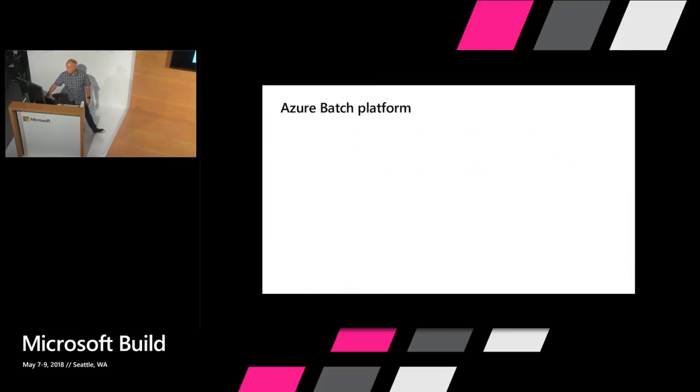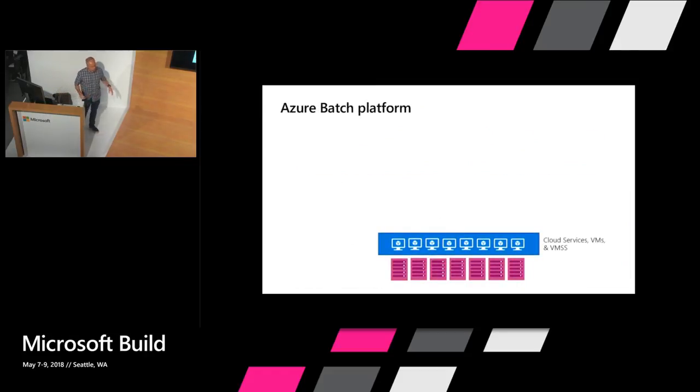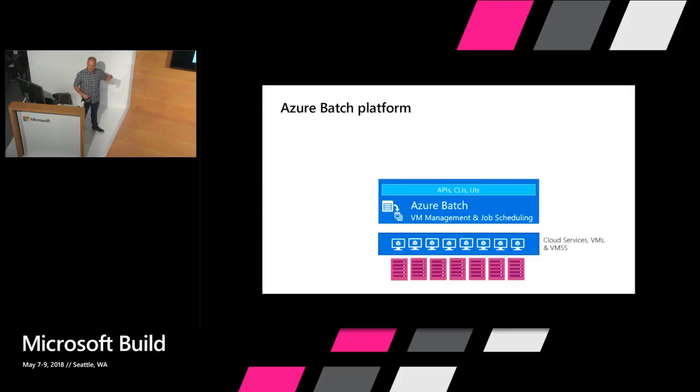So in terms of the platform, just a very brief overview, we have our infrastructure, our hardware, and we have our VM offerings, cloud services, VMs, scale sets. And Azure Batch sits on top of that, providing that VM management and that job scheduling capability. As with all these platform services in Azure, we have APIs, and all the APIs you can pretty much think of, command lines, and various user interfaces as well to access this.